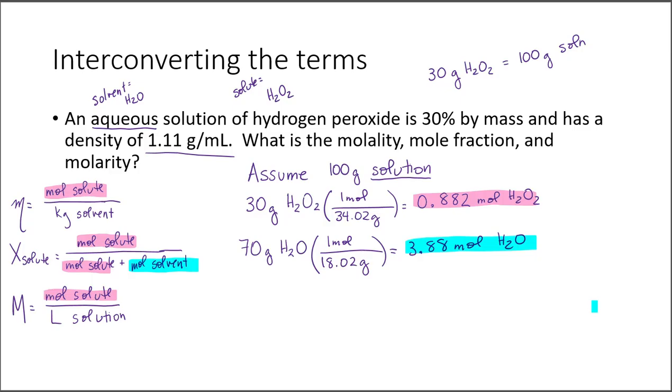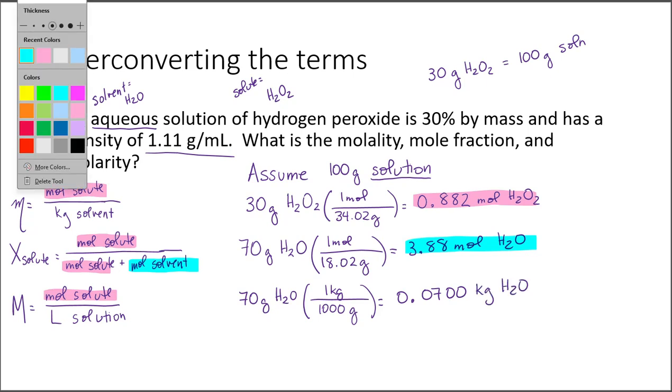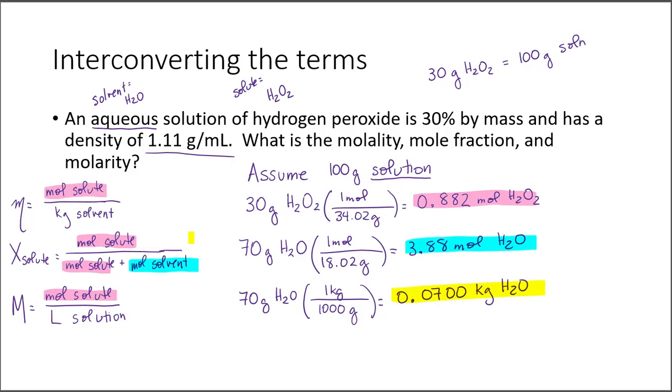Let's solve for kilograms of solvent. Oh, we know that we have 70 grams of the solvent. And we know that there's 1,000 grams in every 1 kilogram. Again, I can't not put this on my calculator. 0.0700, because I'm keeping 3 sig figs, kilograms of water. So this is a new piece. That's going to go right there. So we know what the molality is now. I have to calculate it, but we know what the molality is. We know what the mole fraction is. We have to plug things in, but we know what it is.